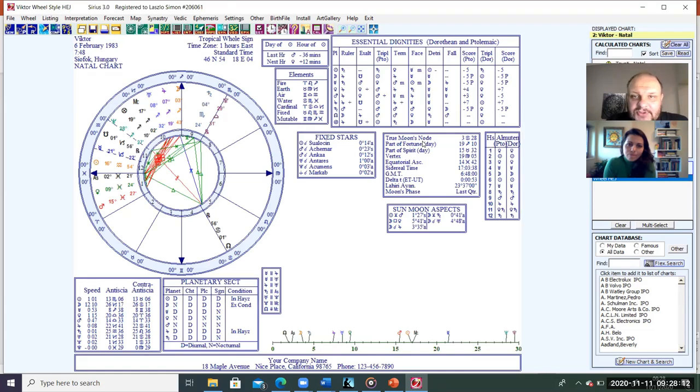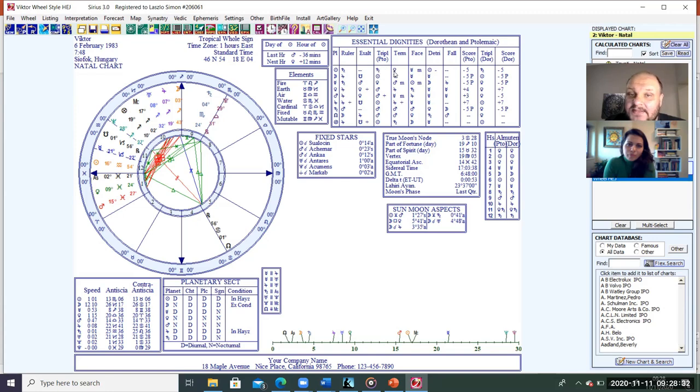So for instance, let's have a look at my Sun. You can see that the Sun is actually in detriment. So that's a weak Sun. On the line, we can see Saturn. So I'm going to look at Saturn to see if it's helpful, and I can see that Saturn is not helpful. Then we've got one more Saturn, not helpful.